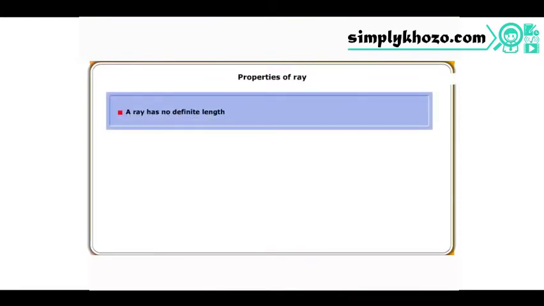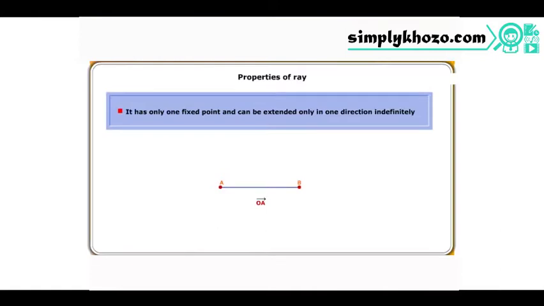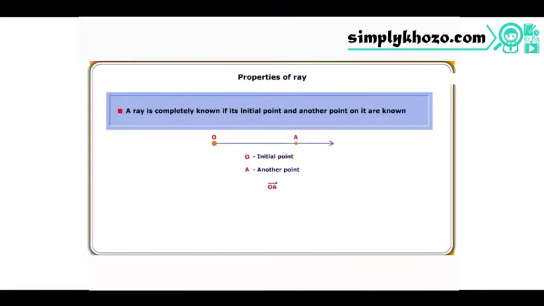Some properties of a ray are: a ray has no definite length. It has only one initial point and can be extended only in one direction indefinitely. Infinitely many rays can be drawn from a given initial point. A ray is completely known if its initial point and another point on it are known.